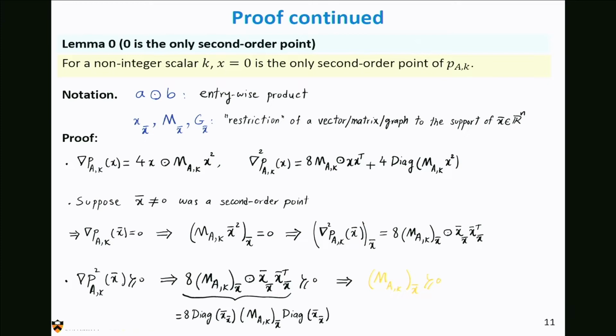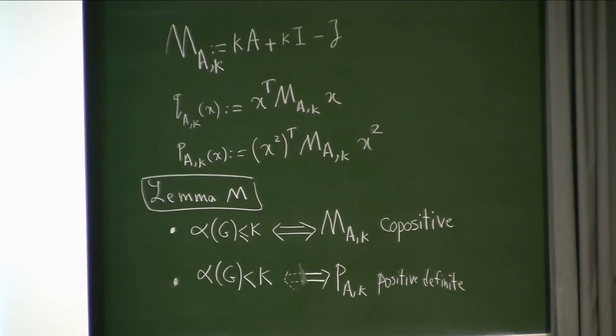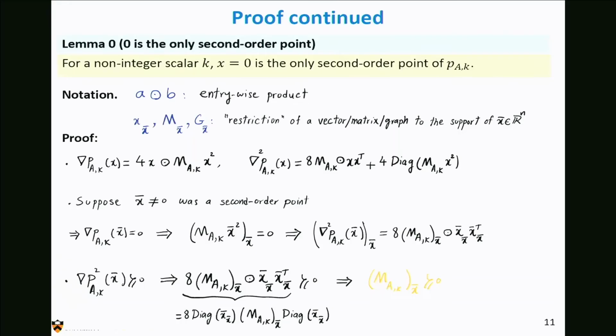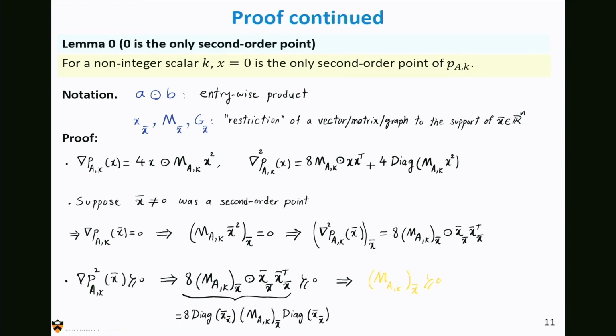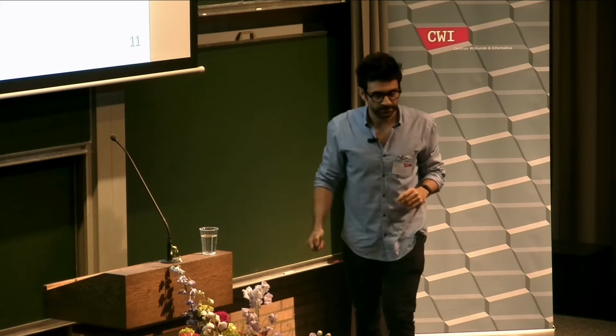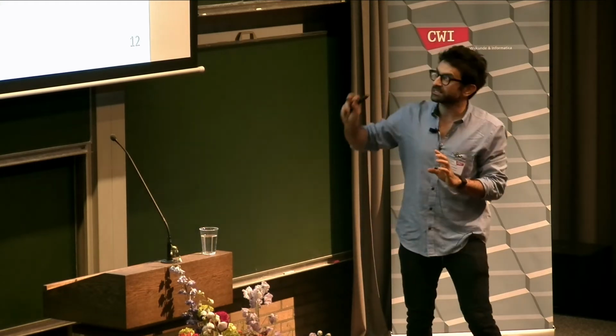So this is the only thing we need to remember from this slide, that if there is a second order point, then I can take this matrix M_AK. So a reminder of what the definition of M_AK is: I can write M_AK based on the graph and the k, which is non-integer. So this matrix as a whole may not be PSD. It may not even be copositive. But there is a principal subblock of it, which corresponds to the support of x bar. That subblock will be PSD. Why the diagonal matrix? Because this is the diagonal produced by this vector, and this vector is literally 0. Sorry, I know the notation is a little hairy now, but it's the last slide with heavy notation.